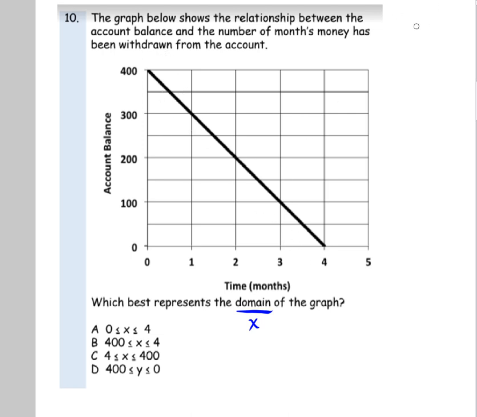Well, you'll notice, first of all, is this data discrete or is it continuous? Remember, discrete is singular points, right?